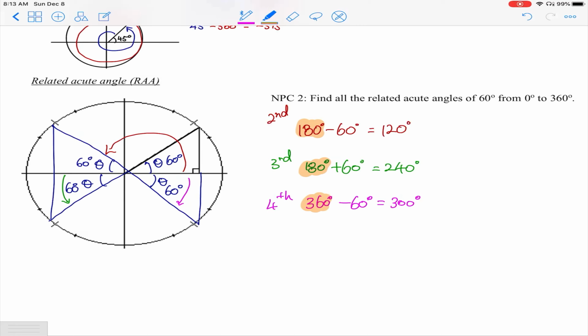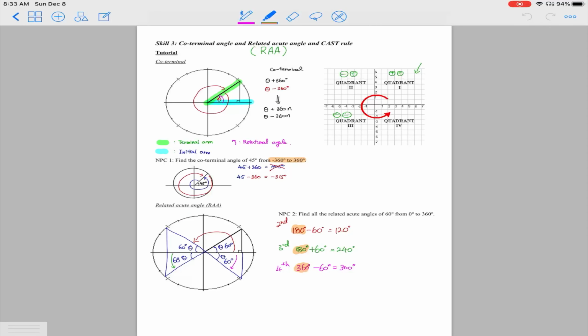Hopefully this was helpful. Hopefully this was easy enough. You will see why this is so useful in the next video. So hopefully the coterminal angle and the related acute angle seem easy to you. Hopefully you understood the whole concept.